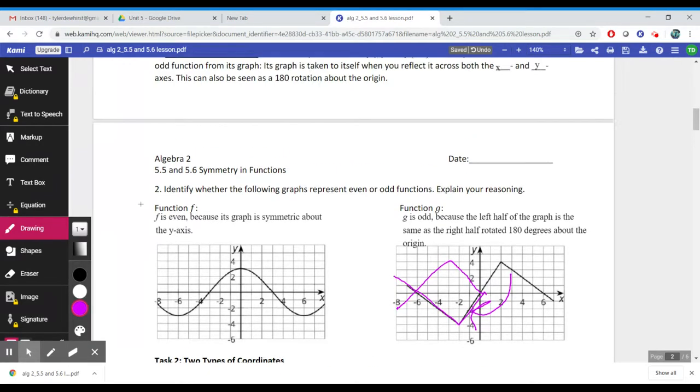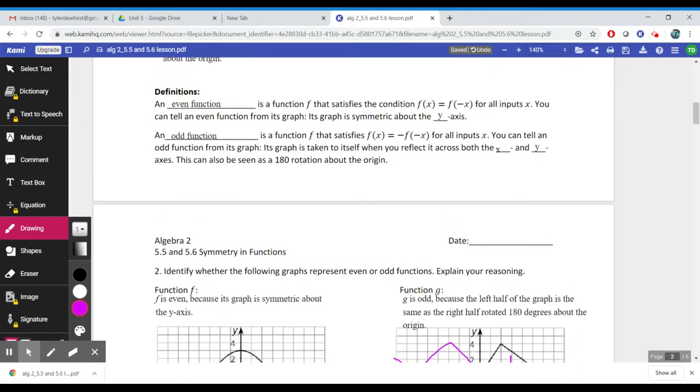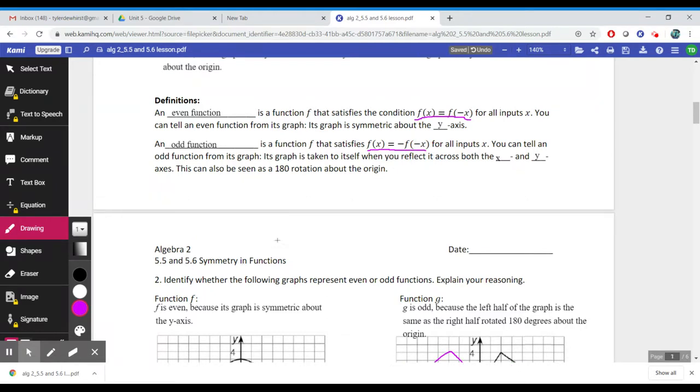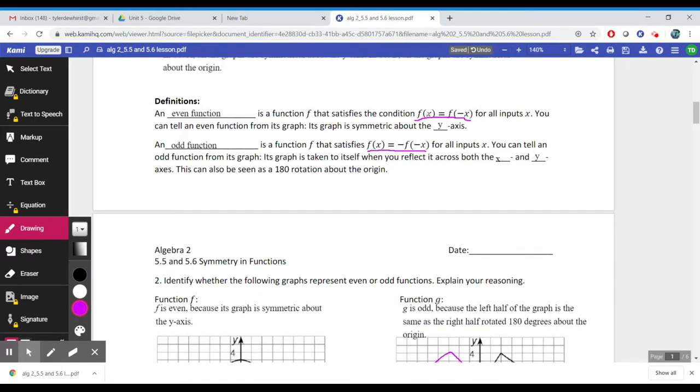Okay, but there was another part to our definition too. It wasn't just talking about the graphs. It says an even function is a function that satisfies this condition: f of x is equal to f of -x. It says that an odd function is a function that satisfies f of x equals negative f of -x. So again, what this is saying is if we change our input to negative, the outputs will be the same. f of x and f of -x have the same value.